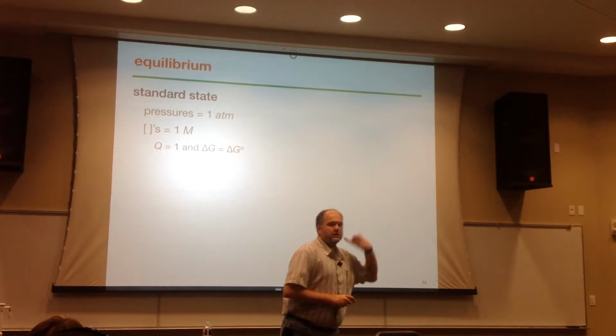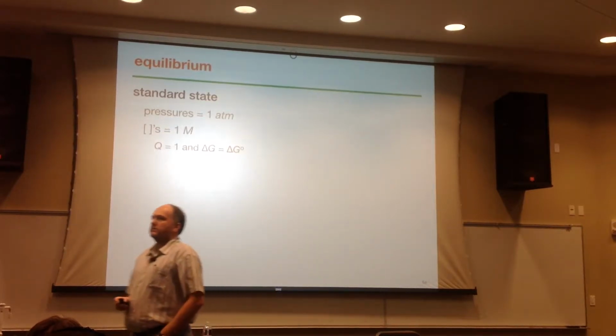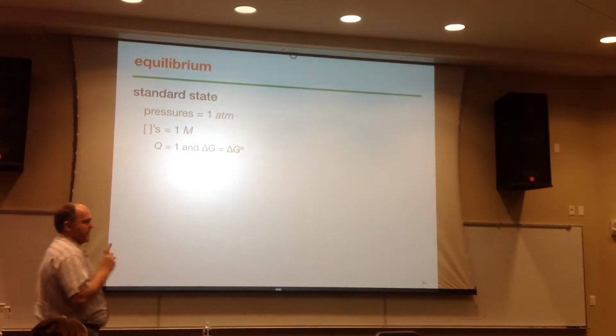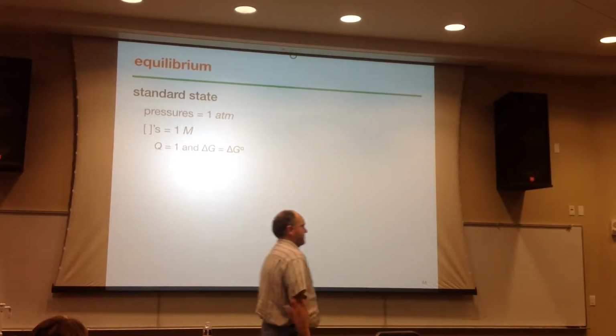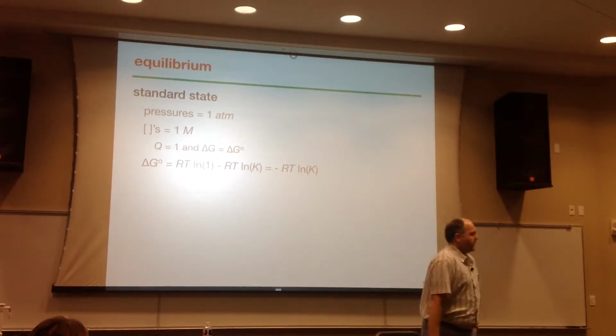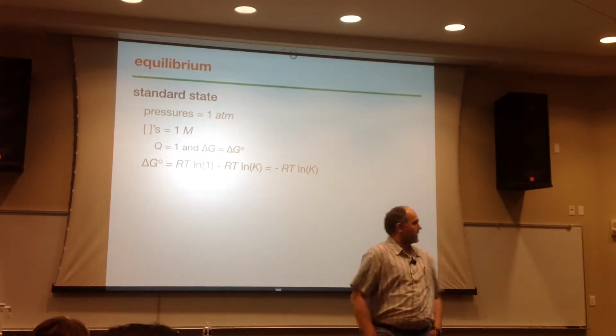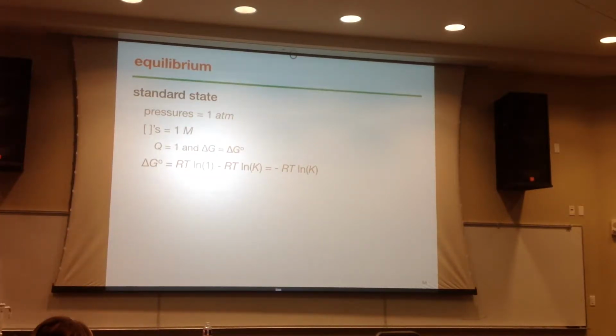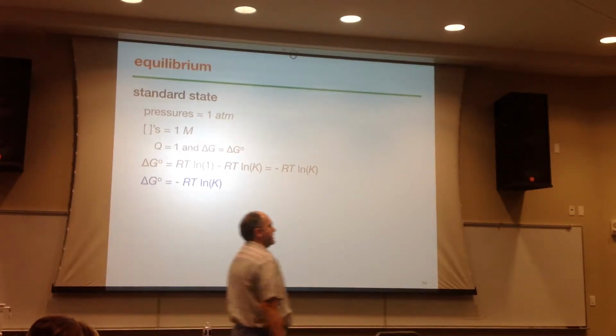Also, by definition, delta G is equal to delta G0 when everything is in standard states. So I can plug that in here. This is my delta G expression, but now I have substituted delta G0 in, minus RT log Q, but Q is equal to 1, minus RT log K. Log of 1 is 0. I get delta G0 is equal to minus RT log K for standard conditions.